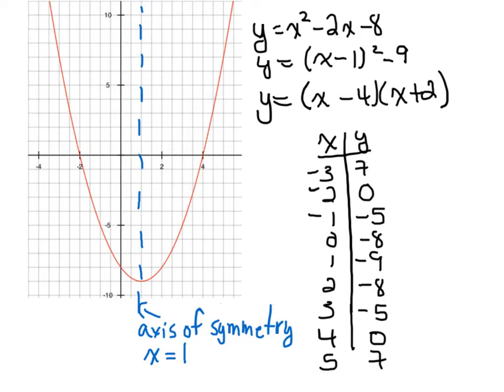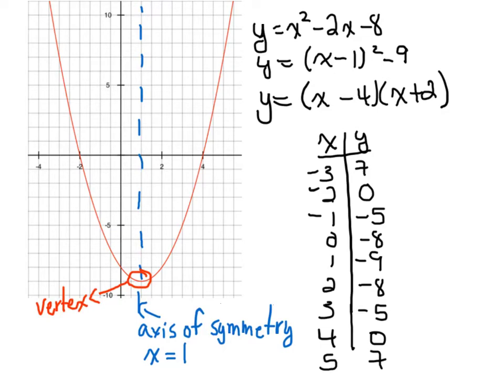All right, so let's identify some of the other properties. We have the vertex. The vertex is either the lowest point or the highest point on the graph, depending on the direction of opening. This particular graph opens up, and so here we have the vertex down here. This is the vertex.